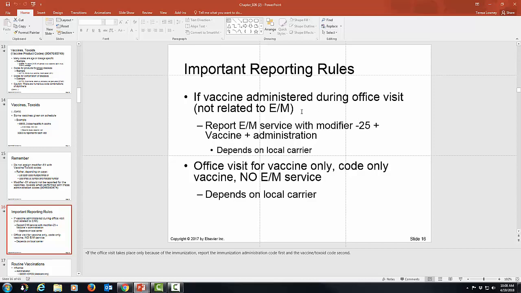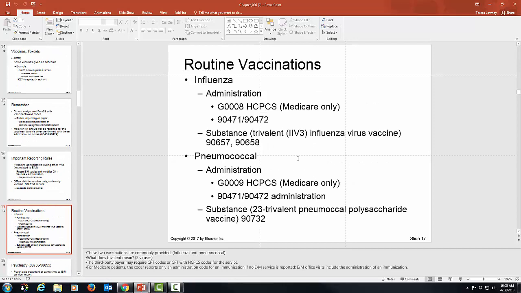So they can be administered during an office visit and not be related to the E&M code, in which case you would put a 25 modifier on it. If the office visit is for the vaccine only, code only the vaccine and no E&M code. Routine vaccinations, most of the times flu vaccines are given in a flu clinic, or now everybody's getting them at the pharmacy. So you don't need to worry about coding those unless you're working for the pharmacy.